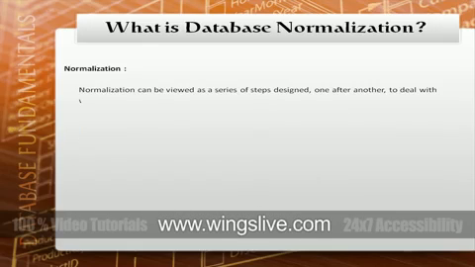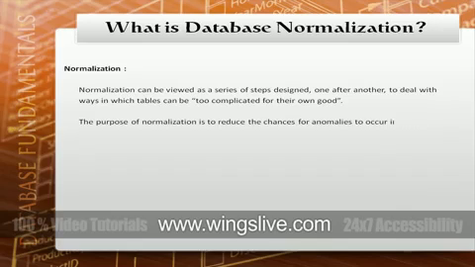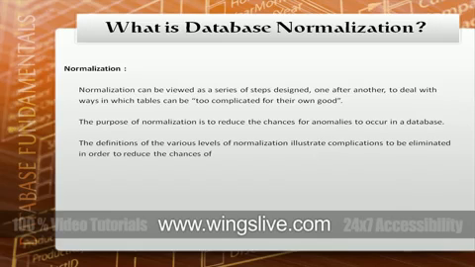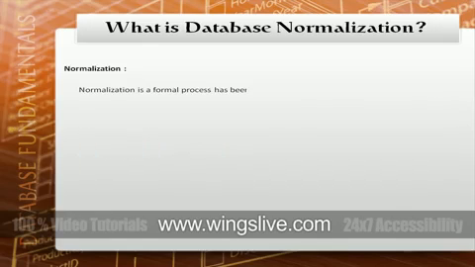Now basically, normalization can be viewed as a series of steps designed, one after another, to deal with ways in which tables can be too complicated for their own good. The purpose of normalization is to reduce the chances for anomalies to occur in a database. The definitions of the various levels of normalization illustrate complications to be eliminated in order to reduce the chance of anomalies. Normalization is a formal process.